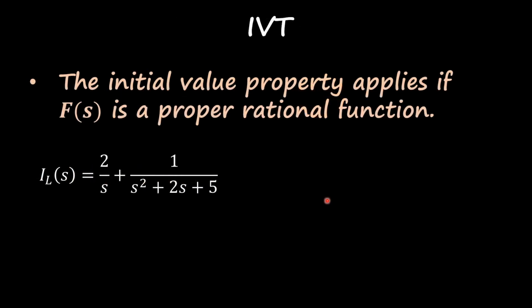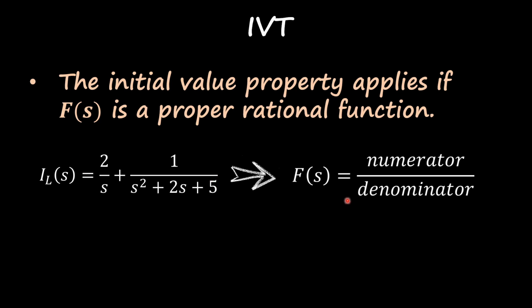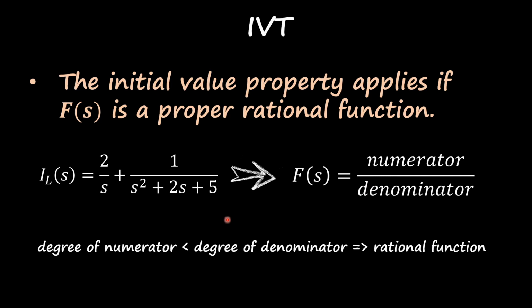And the initial value theorem applies if your f of s is a proper rational function. What does it mean to be a proper rational function? It means that if you have your function, and if I rewrite that function as a numerator and denominator, so reduce everything to the same denominator, and if I find the degree of the numerator, it's less than the degree of the denominator, then this is a proper rational function and I can apply the initial value theorem.